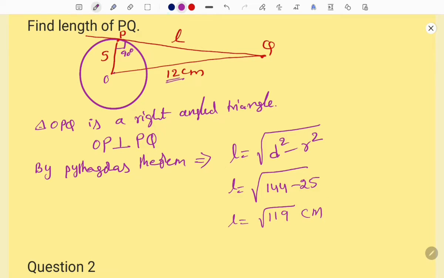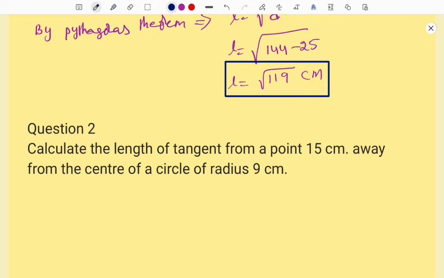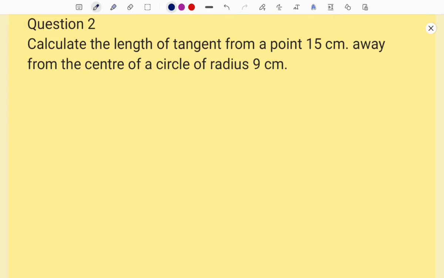So here the length of the tangent is how much? The length of the tangent is root 119 centimeters. I hope all have understood this problem. Now we are going to discuss question number 2.